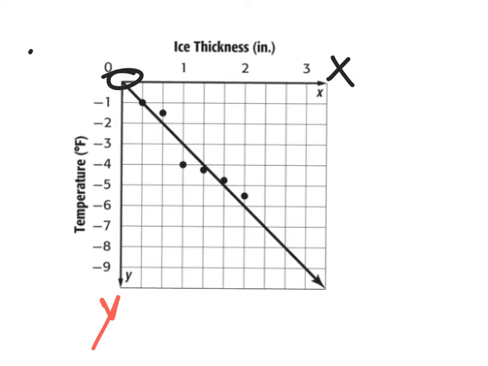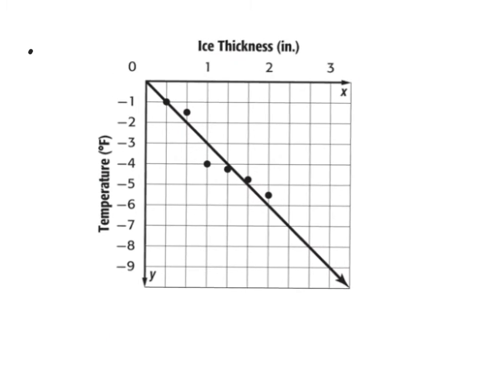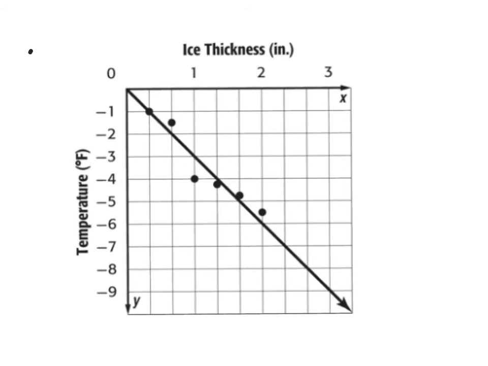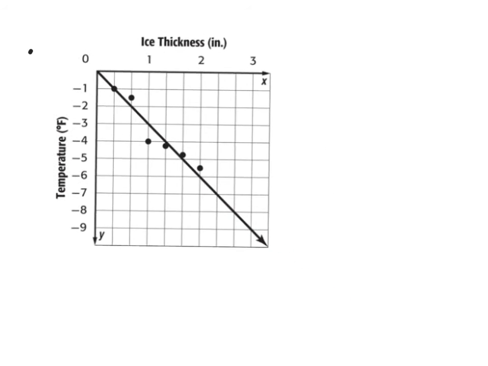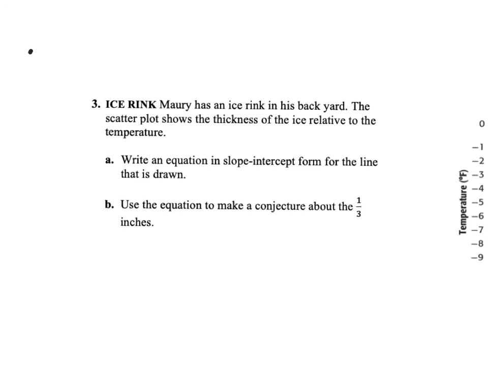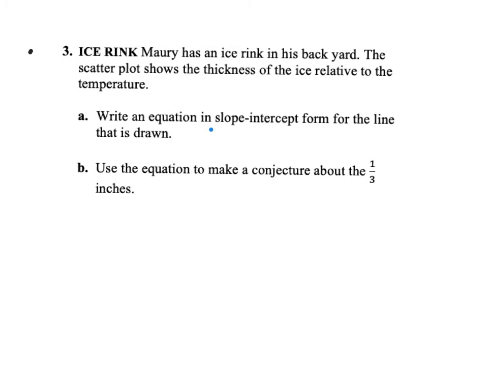Okay, so let's talk about what this graph means before we write an equation. As my ice thickness increases, the temperature is decreasing. So this is going to be a negative association, a negative relationship between my ice thickness and my temperature. Okay, so let's go ahead and figure out where we begin, and then what is our temperature per level of thickness becoming? So step 1, it says write an equation in slope-intercept form.